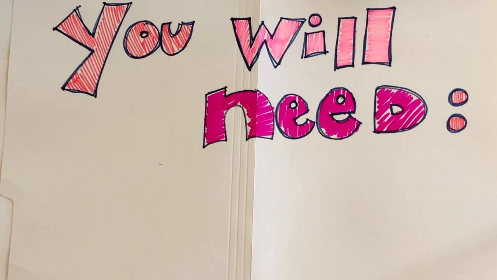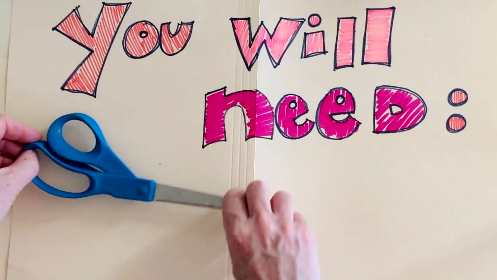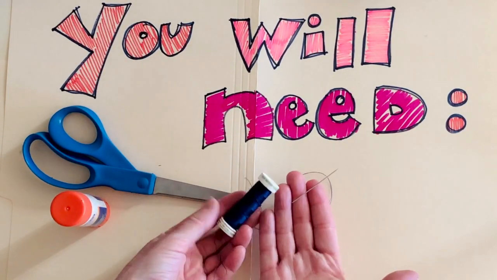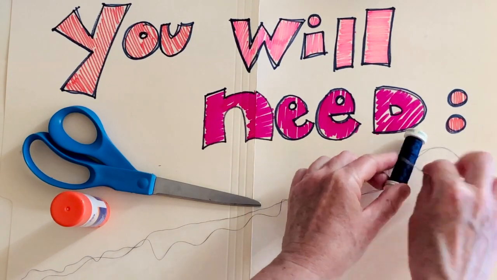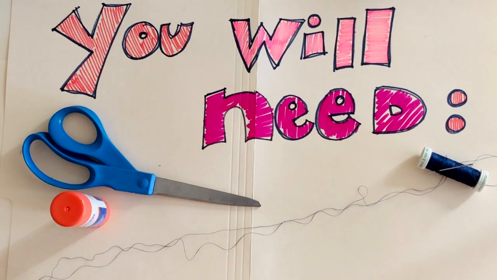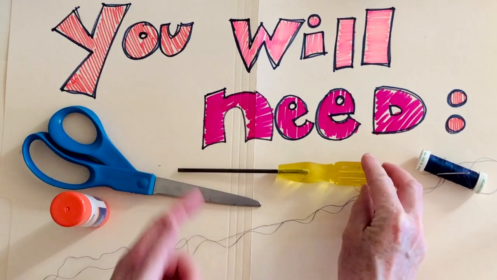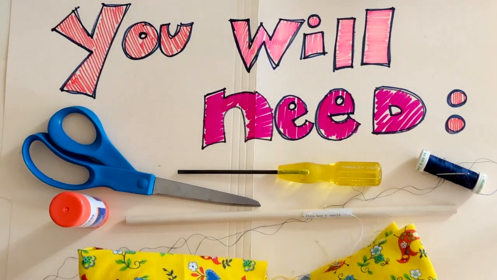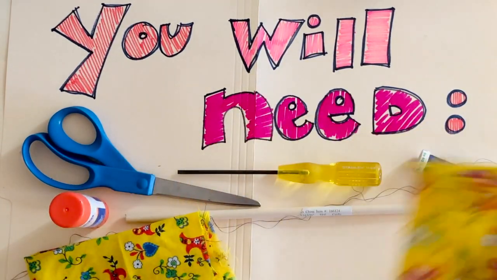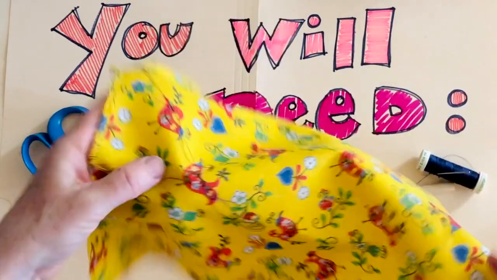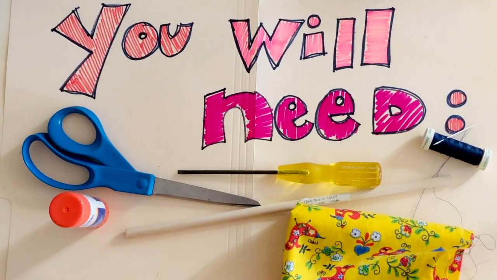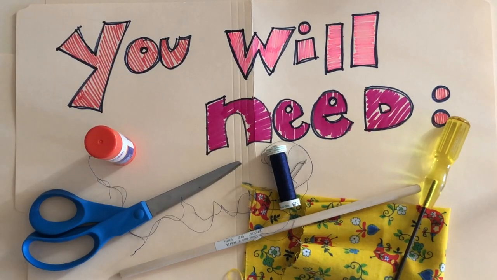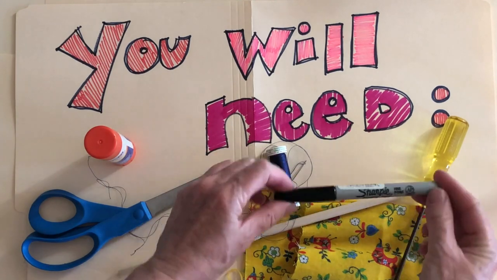We're going to need scissors, glue. It can be a glue stick or the wet kind. Needle and thread. A screwdriver or something sharp. A stick or a dowel. Pieces of fabric, two pieces, any color, any kind of fabric you like. Oh yeah, and a pen or a Sharpie.